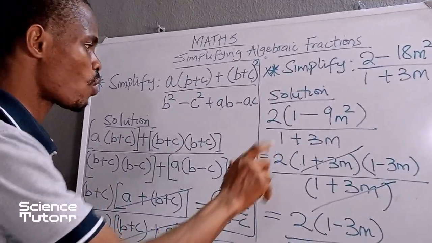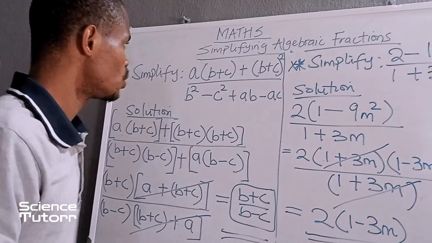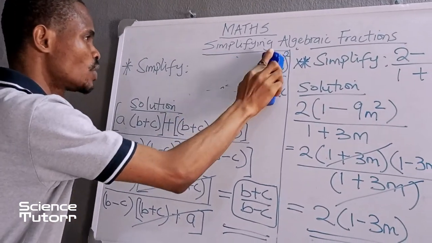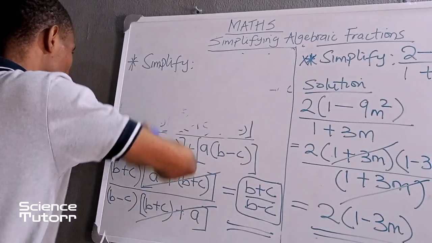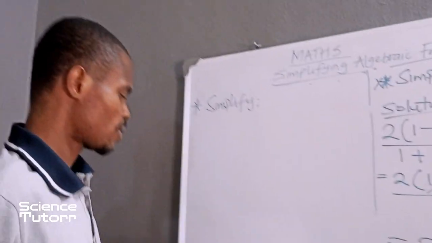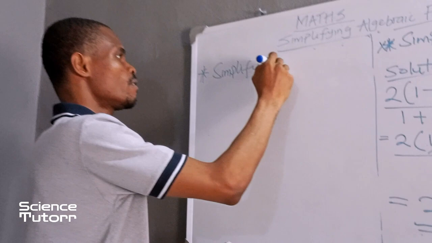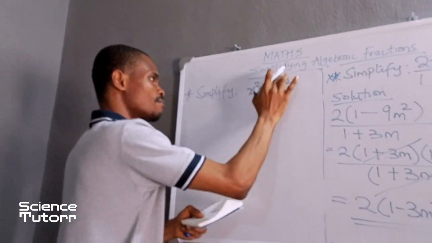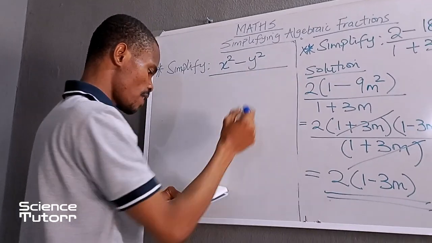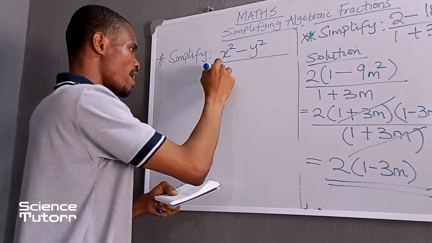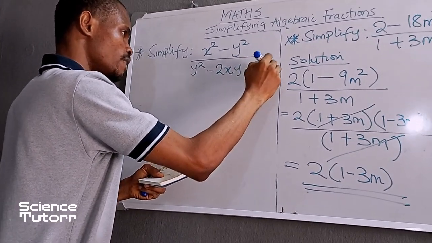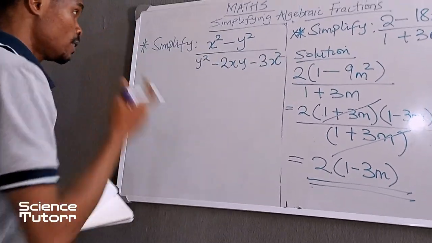So this is how to solve a question of this nature. So we move on to the next and final question. We are still going to simplify a similar question of this sort. Alright, so we have x squared minus y squared divided by y squared minus 2xy minus 3x squared.